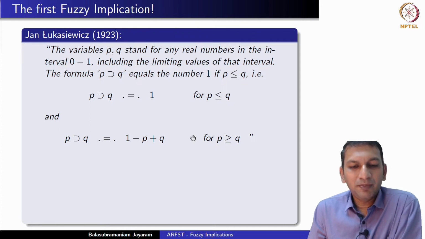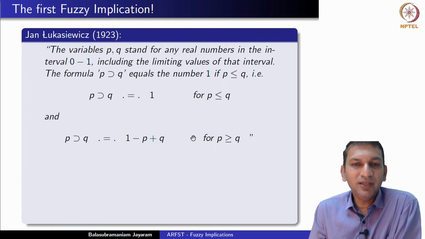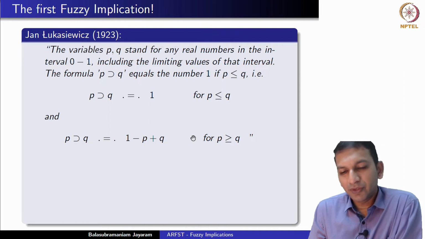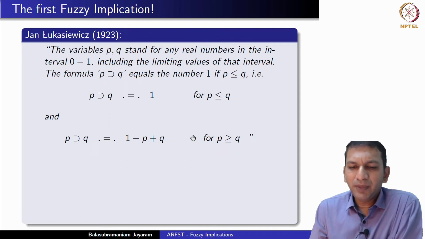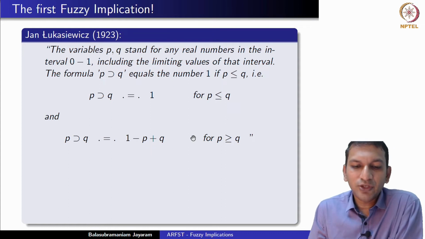The formula P implies Q equals the number 1 if P is less than or equal to Q. That is, P implies Q, what we would call as implication, is 1 for P less than or equal to Q, and it is 1 minus P plus Q whenever P is greater than or equal to Q. And you can see that when P is equal to Q, they satisfy both these conditions. But at that point, they actually coincide.